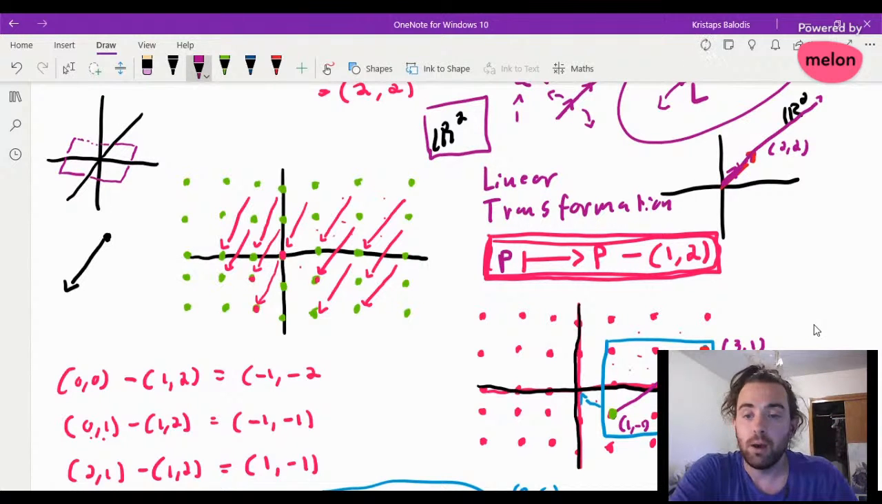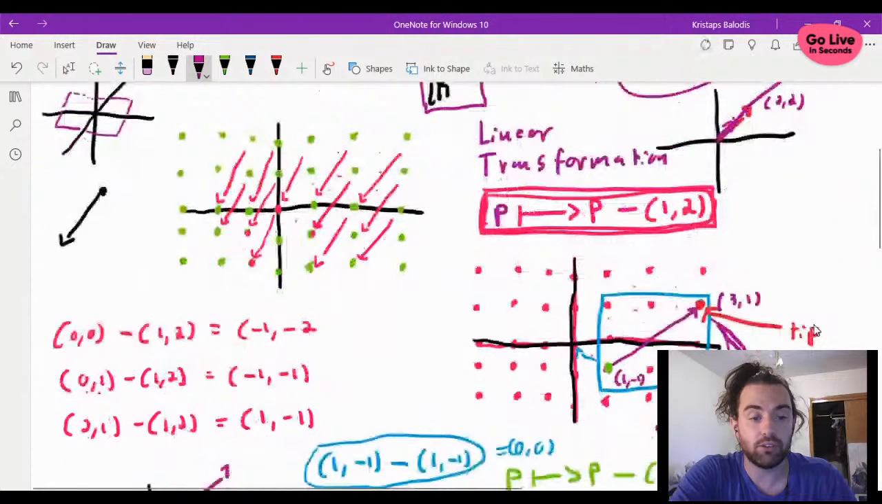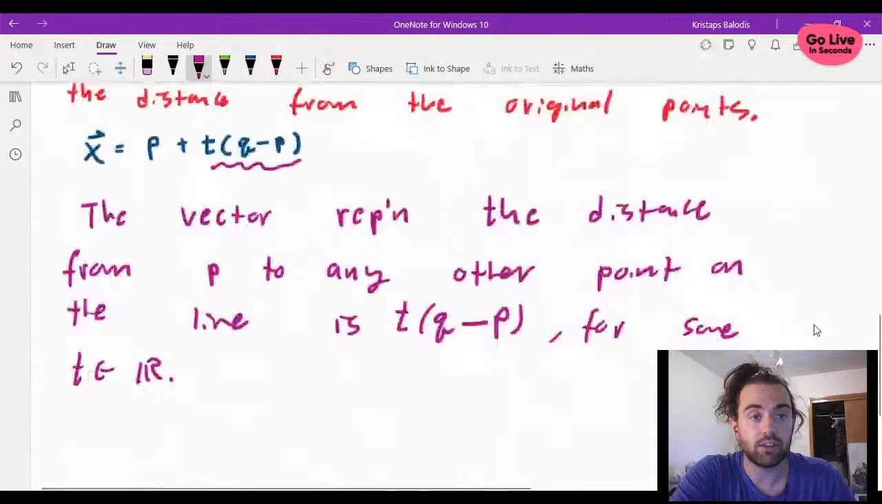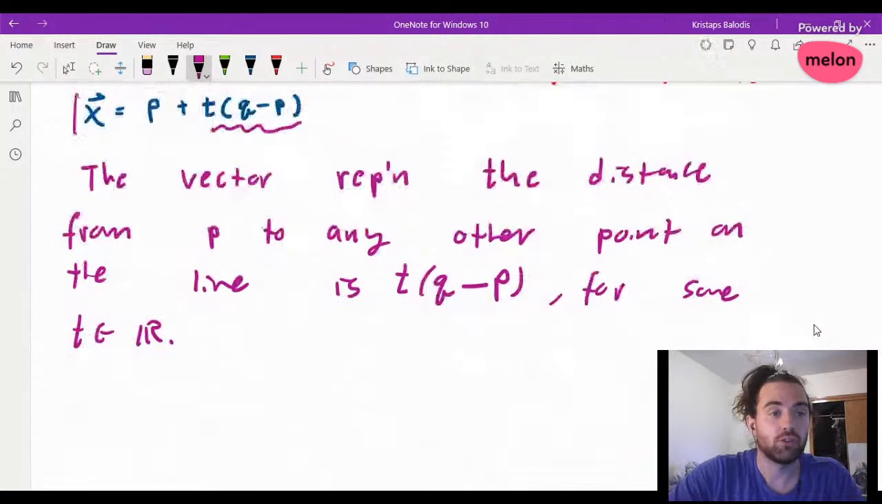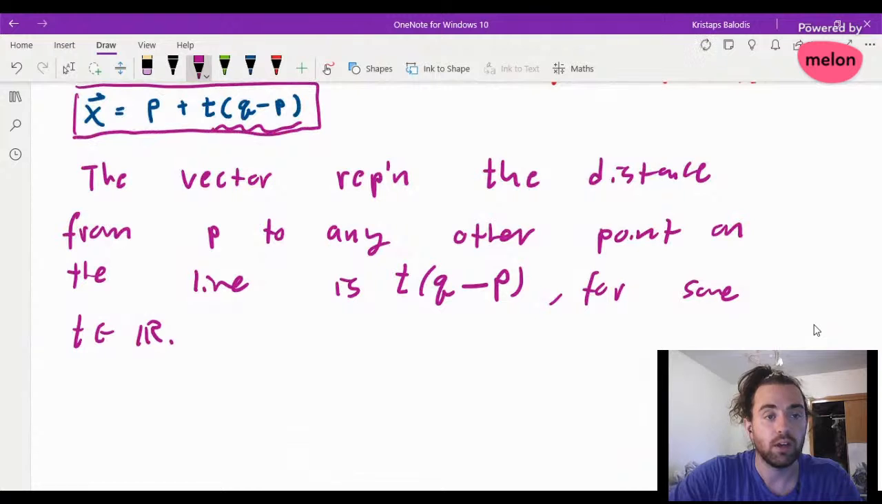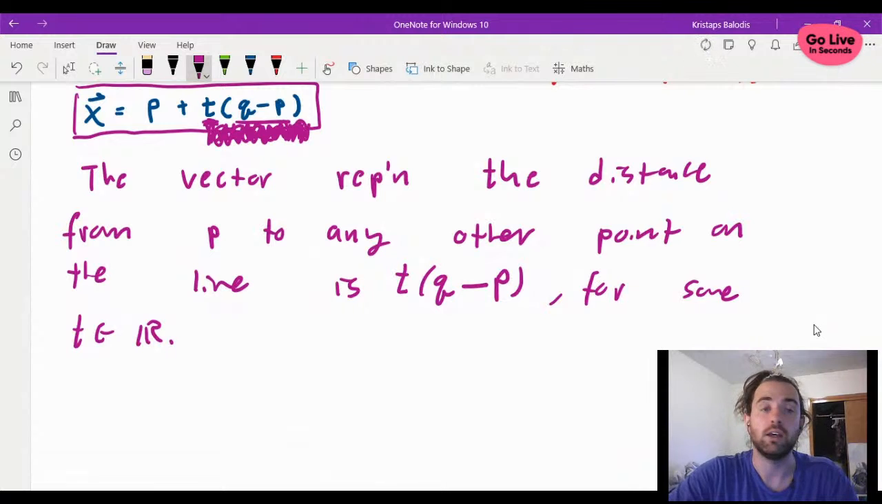But that doesn't give us the actual coordinates for the points on our line. We want to know the actual coordinates of the point. This vector here is just the distance vector, as we figured out. So for any point, there's going to be some number t that we can multiply q minus p by to represent that distance between p and some other point on the line.